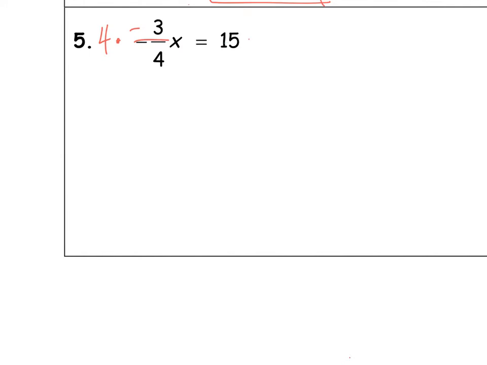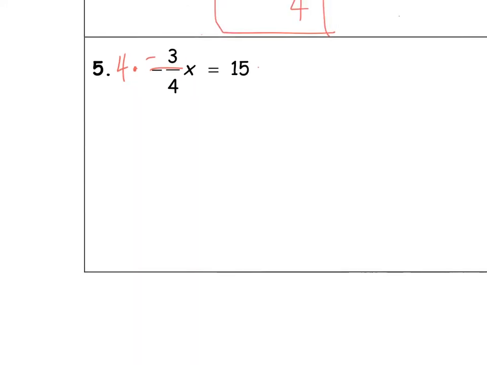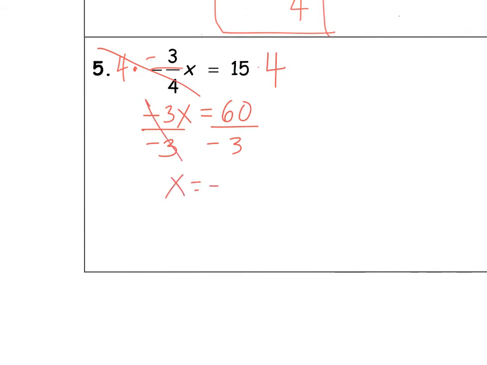So I can multiply by 4 on both sides. So there we go. We've just canceled out our denominator. What am I left with? Negative 3x. And on the right, 15 times 4 is 60. And then from there, I can divide both sides by negative 3. So we end up with x equals negative 20. So we got the same answer.